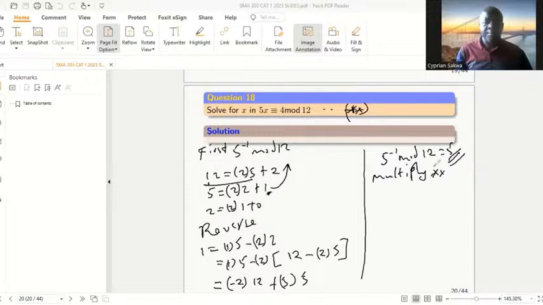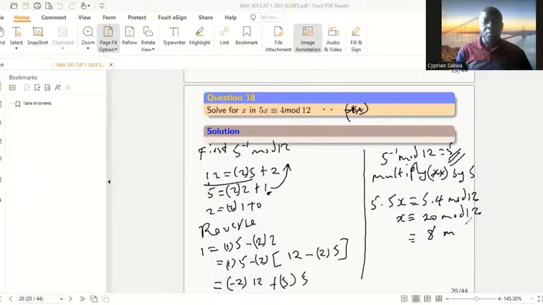double star by 5. When I do that, I'll have 5 times 5x is congruent to 5 times 4 mod 12. And the first bit is 1 times x, which is x. This is 20 mod 12. But 20 is bigger than 12, so I reduce it mod 12 to 8. And again, we know that this is the remainder. It's 8 mod 12. And so that is how we do this question 18.